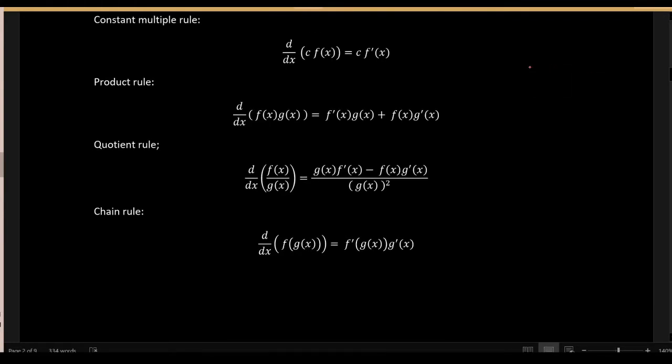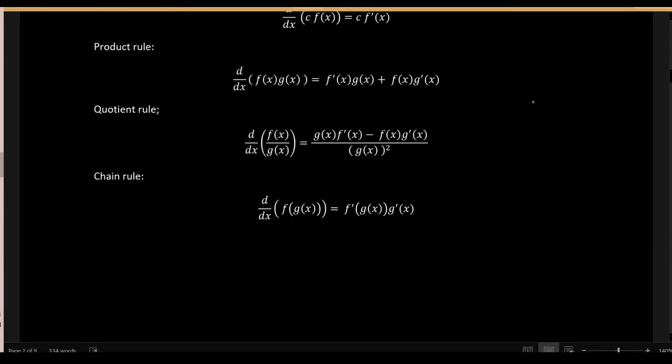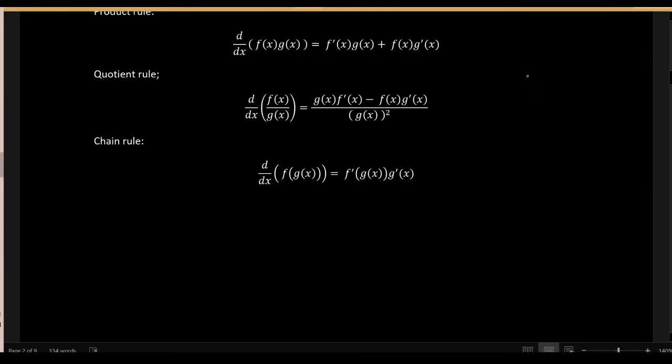Now, when it got to things like products and quotients, the formulas became a lot more complicated. In order to calculate the derivative of a product, you could not calculate the derivative of f and g and just multiply the results together. It was more complicated than that. We had the derivative of the first times the second plus the first times the derivative of the second. And for quotients it was even more complicated. Bottom times the derivative of the top minus top times the derivative of the bottom, all over bottom squared.